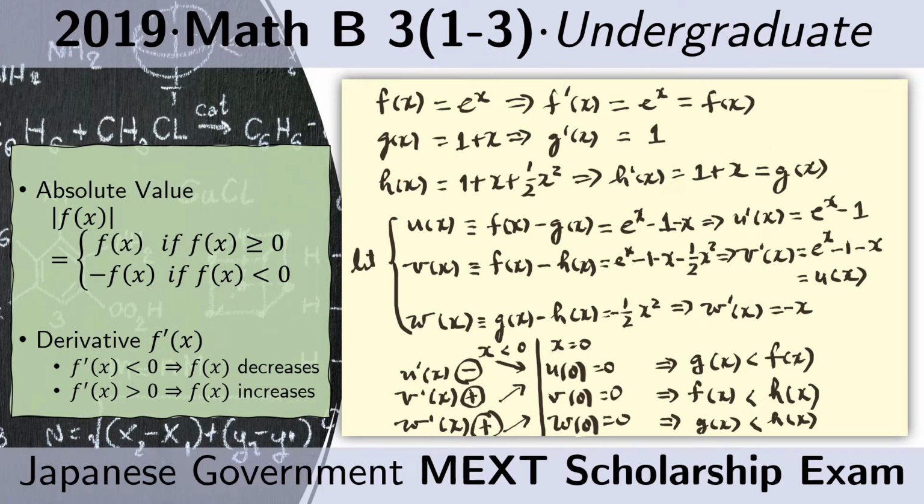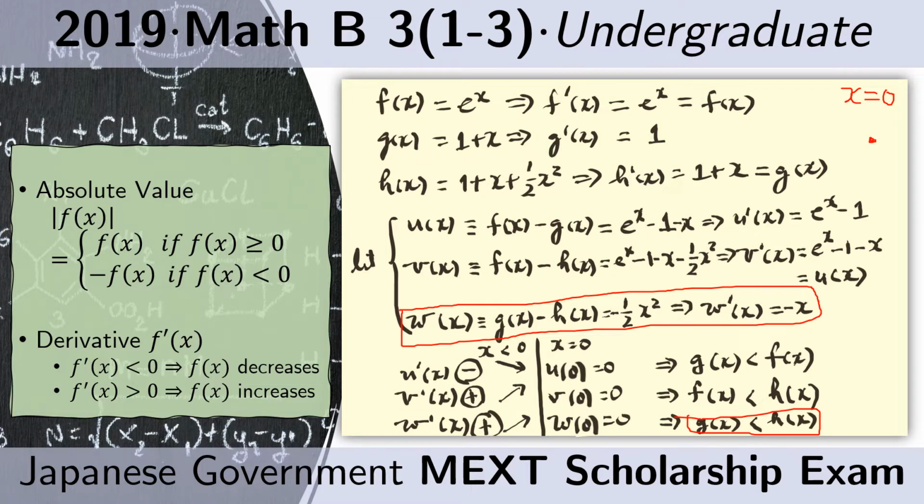The next step is to get the derivative of u, v, and w. Actually, we don't have to bother about w anymore because we already know what's going on with w. We already have this conclusion here. So we're just interested in u and v. Now, why the derivative?